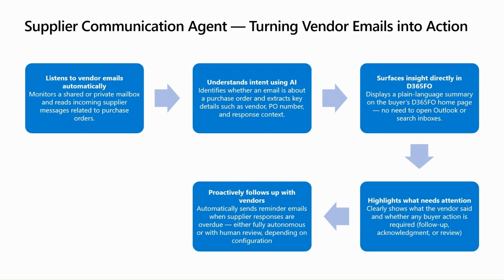So instead of digging through an inbox, the buyer sees vendor name, PO number, what the vendor said, and whether any action is needed. On top of that, the agent can proactively send follow-up emails to vendors when a purchase order response is overdue, completed automatically or with a human in the loop for review, depending on how you configure it.